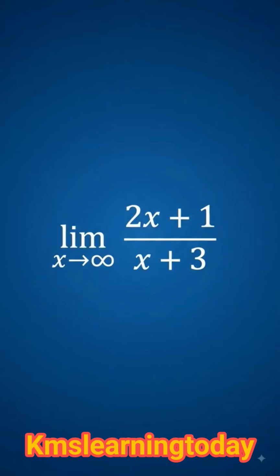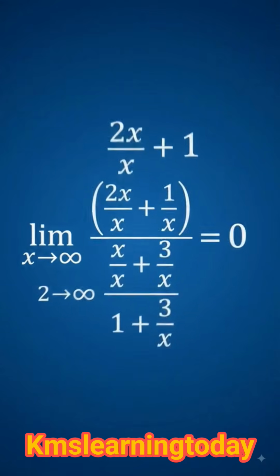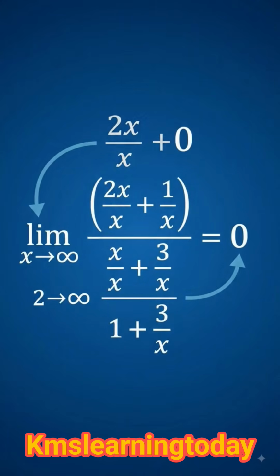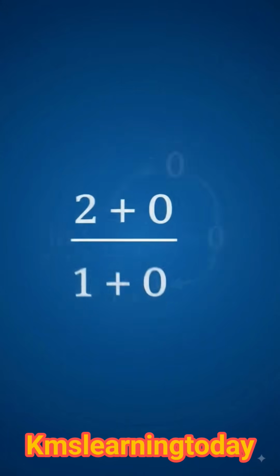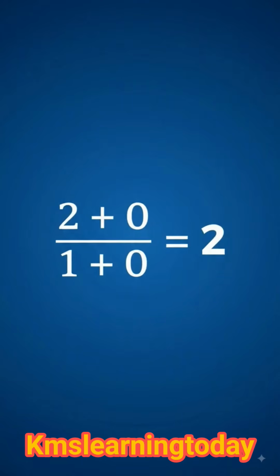For a limit at infinity, divide every term by the highest power of x. As x becomes very large, 1 over x approaches 0. The expression therefore approaches 2.